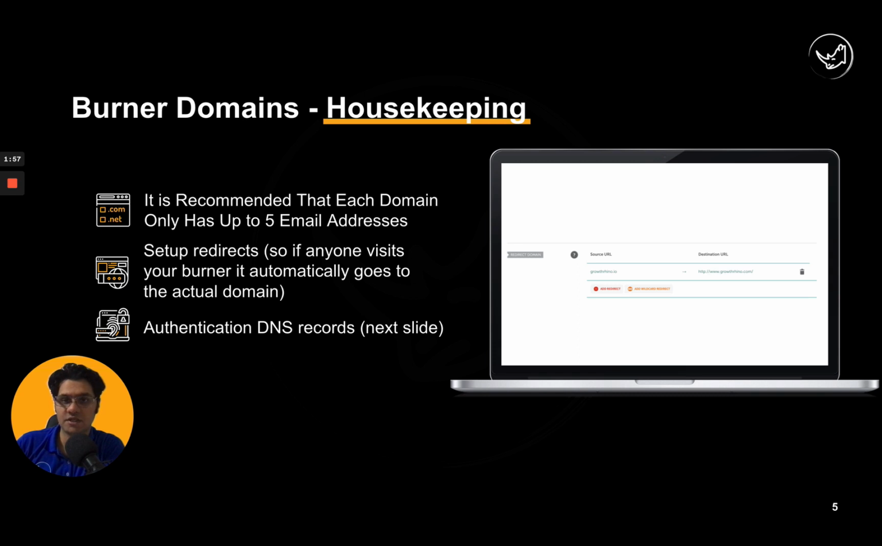It is recommended that on each domain you have, you only set up 5 email addresses, which we'll talk about. It's also good that you set up the appropriate redirects. So if anybody visits your burner domain, it actually goes to the actual domain. So if anybody visits growthrhino.io, it'll automatically redirect to growthrhino.com, right? And then last but not least, we have to make sure that you do some authentication and DNS records, which is on the next slide.